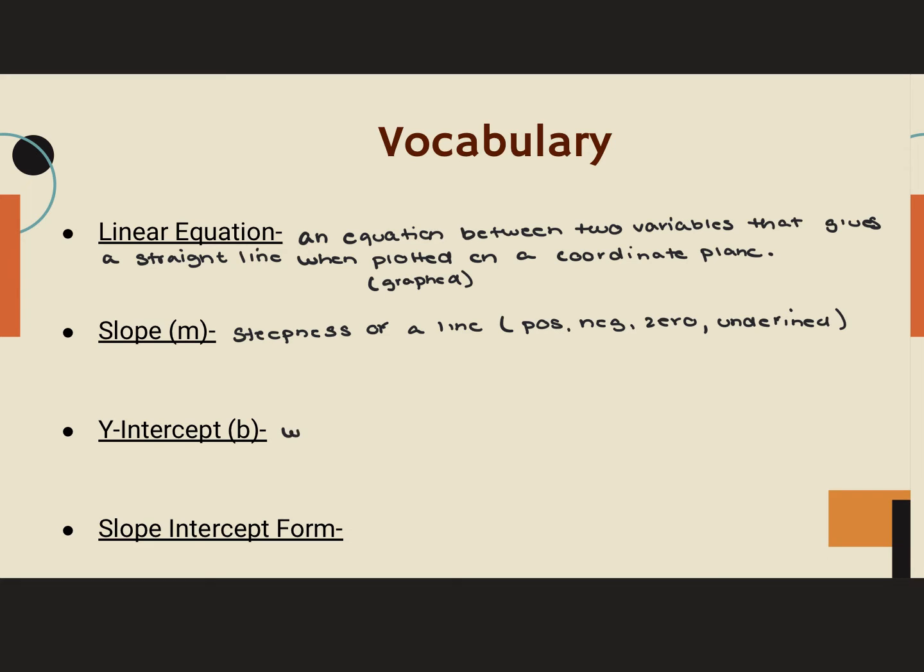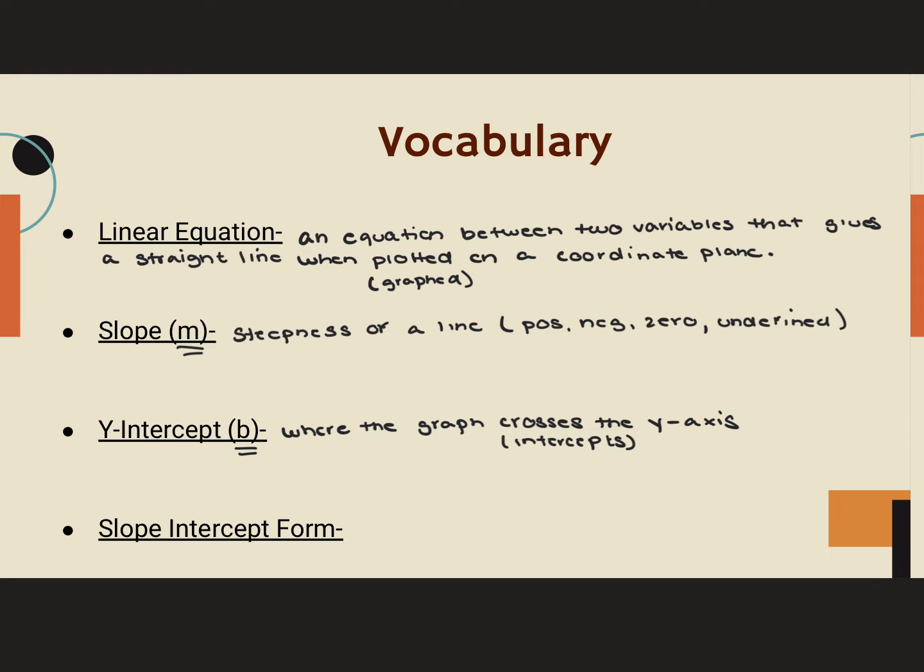From our previous lesson, the y-intercept is where the graph crosses the y-axis, or intercepts, that's another vocab word, intercept. We denote that as B, just like slope we denote as M.